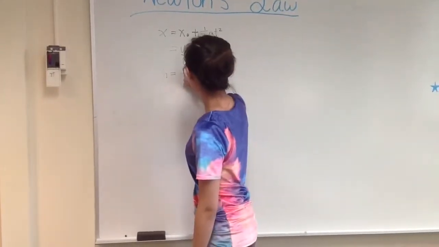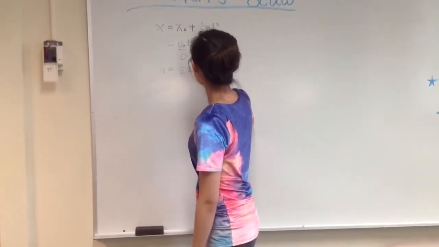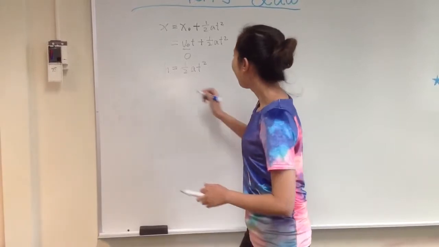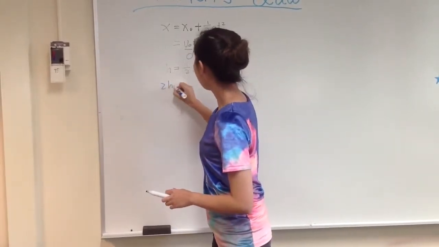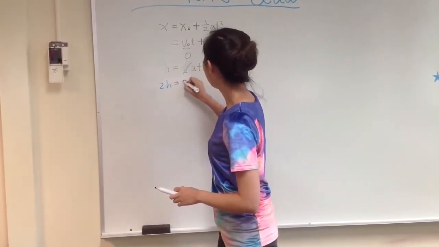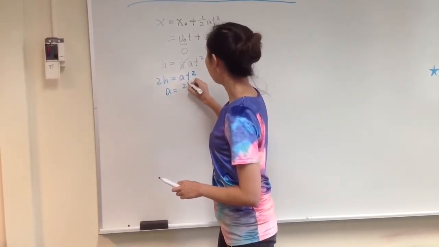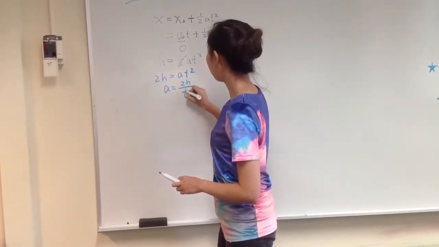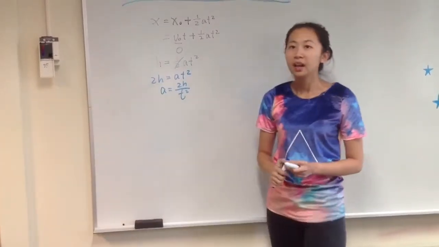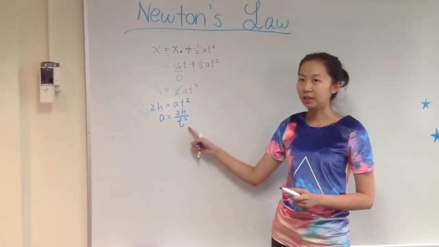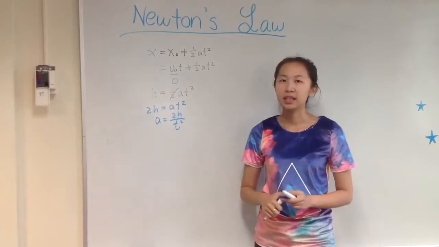The height would be 1/2 a t squared. And from this function, we would know that 2h equals a t squared. Then the acceleration will be 2h divided by t squared. And by measuring the height and the time, we will calculate the acceleration.